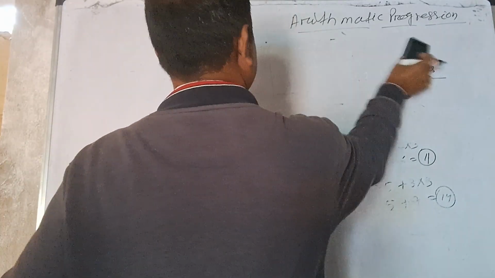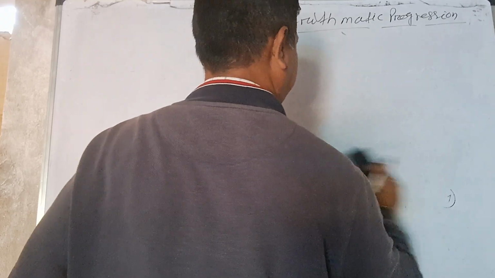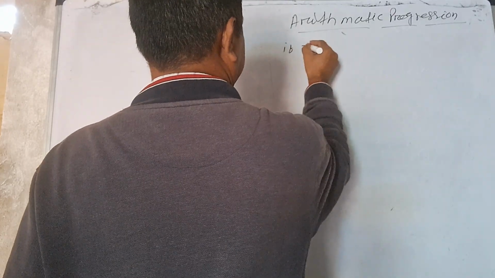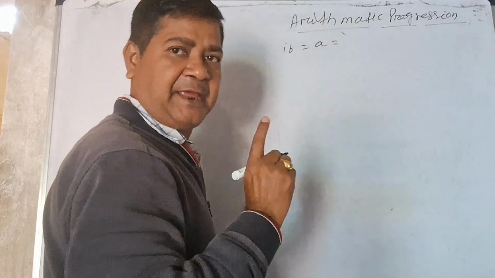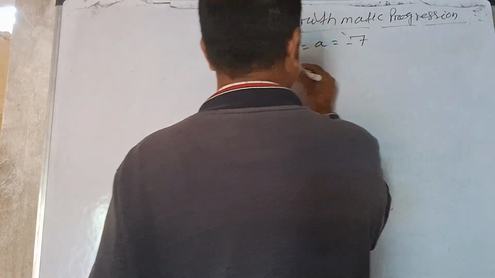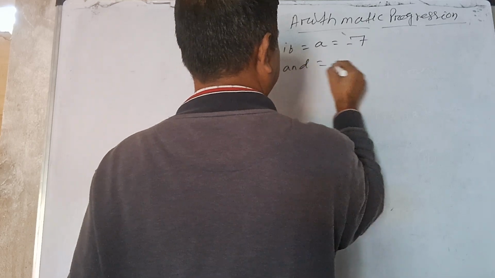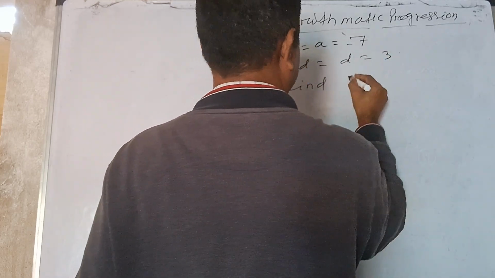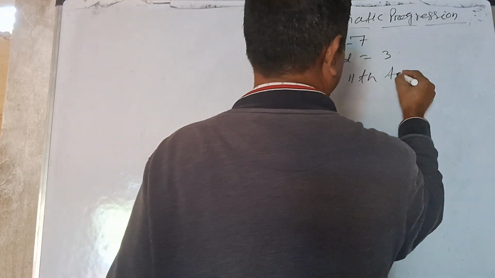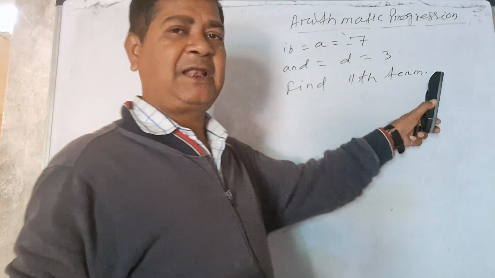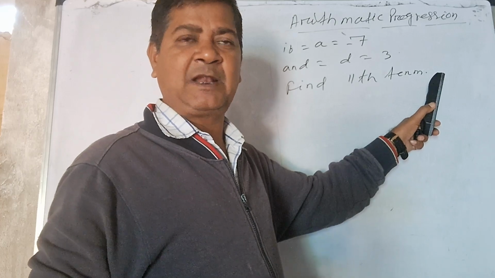Another mathematical problem. If the first term a equal to minus 7 and d equal to 3, find the 11th term. How can we find the 11th term?